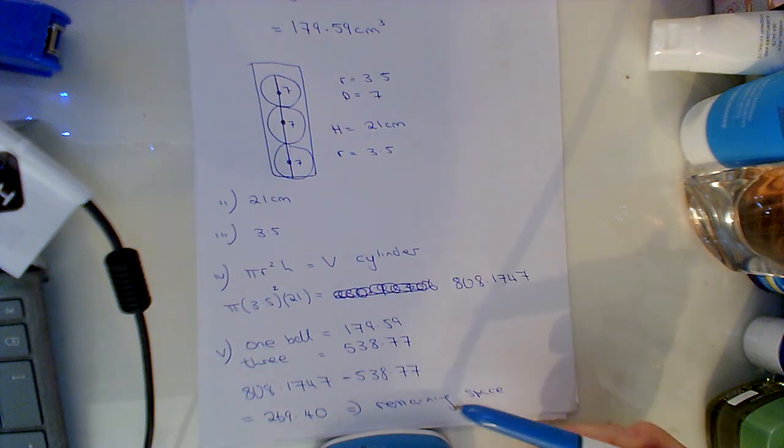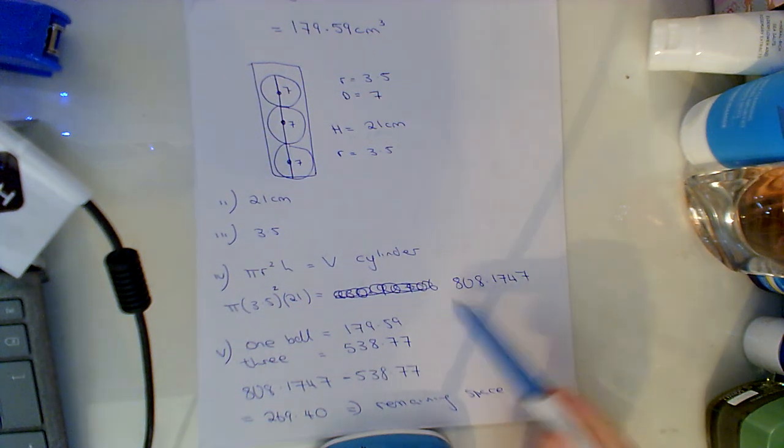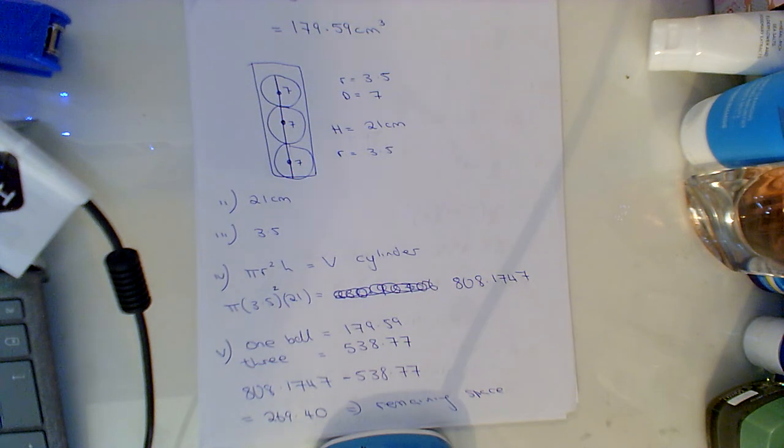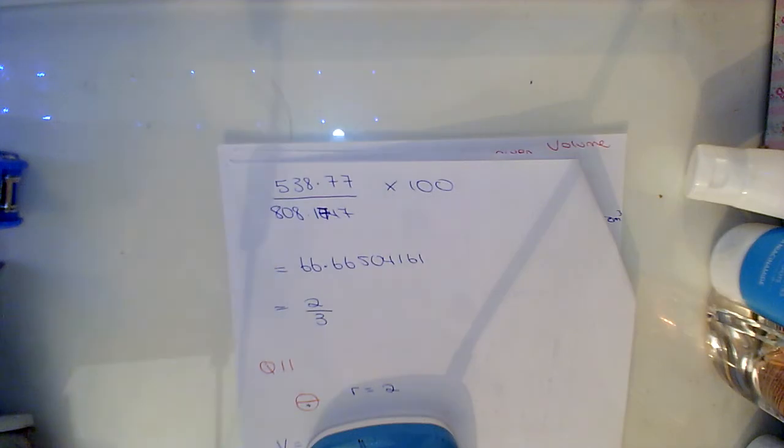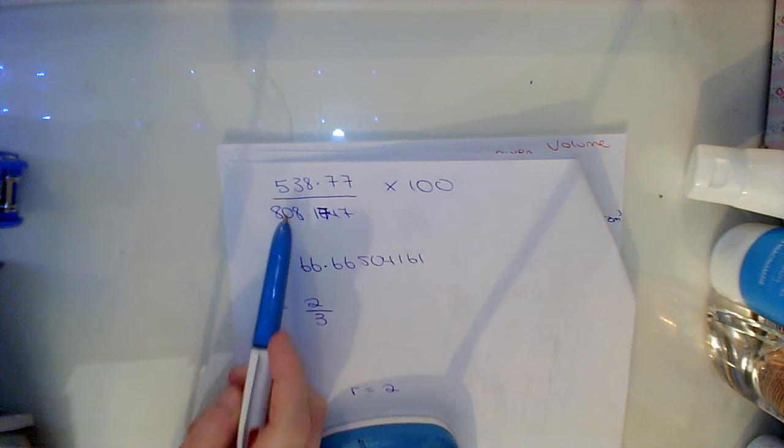Sorry, the question actually asked me what was the fraction of the volume of the tube taken up by 3 tennis balls. Okay, so the volume of the 3 tennis balls was 538.77. The volume of the cylinder is 808.1747. I multiply that by 100 and I get 66.66, but it asked me for a fraction, so that as a fraction is actually 2/3.